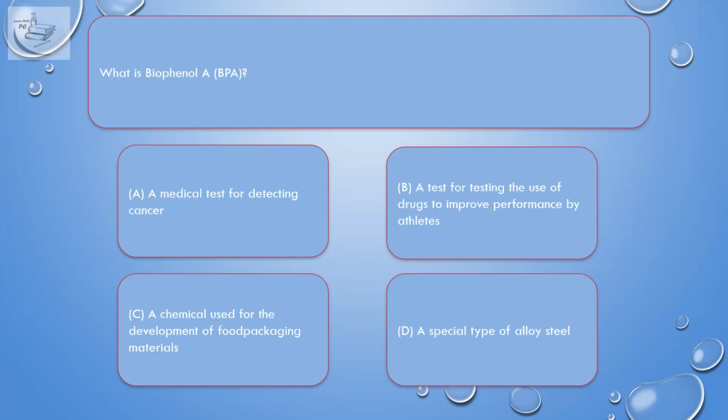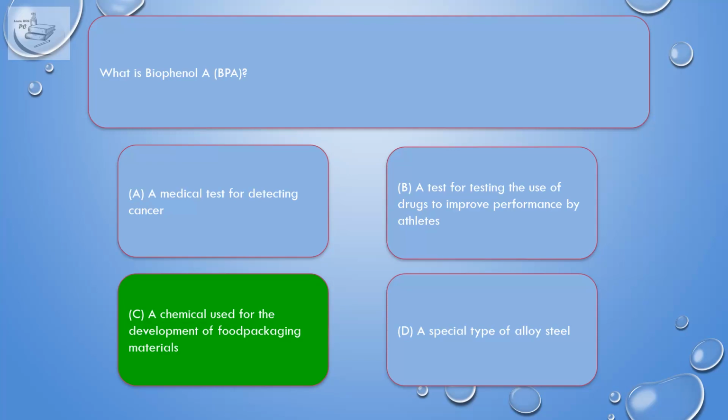Question: what is bisphenol A, BPA? A. A medical test for detecting cancer. B. A test for testing the use of drugs to improve performance by athletes. C. A chemical used for the development of food packaging materials. D. A special type of alloy steel. Correct answer is C. A chemical used for the development of food packaging materials.